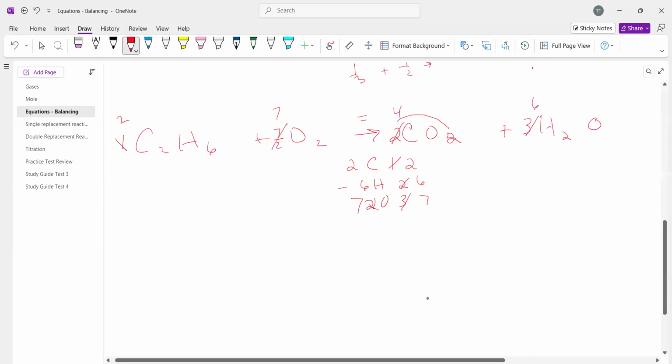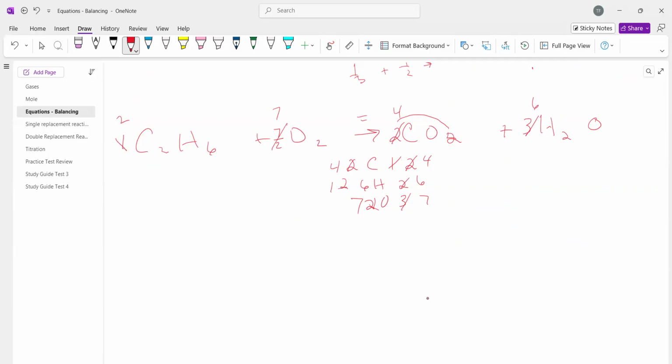6. Now let's do an inventory and validate that it's still balanced. 2 times 2 is 4. 2 times 6 is 12. And then 7 times 2 is 14. Then we have 8 and 6, which is 14. We can multiply the coefficients by a whole number, and that'll clear out the fraction. So now it's balanced.